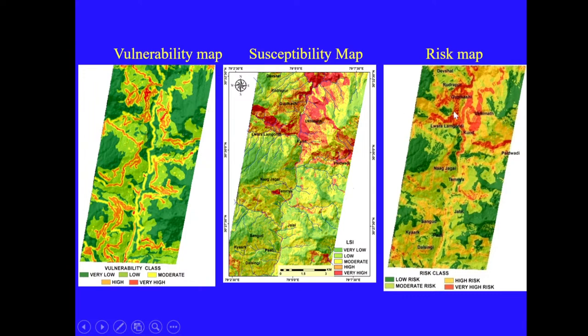On the contrary, if the risk is low at any pixel, that simply means that either susceptibility or vulnerability, or both, are low. That's why high risk means the red areas where susceptibility is high and, at the same time, important elements like buildings are also present. So that is what a risk map is.